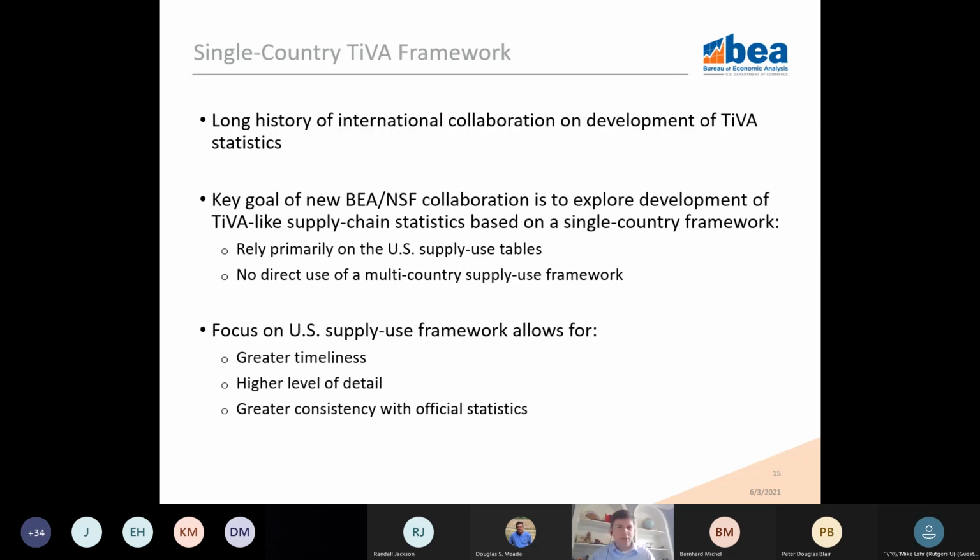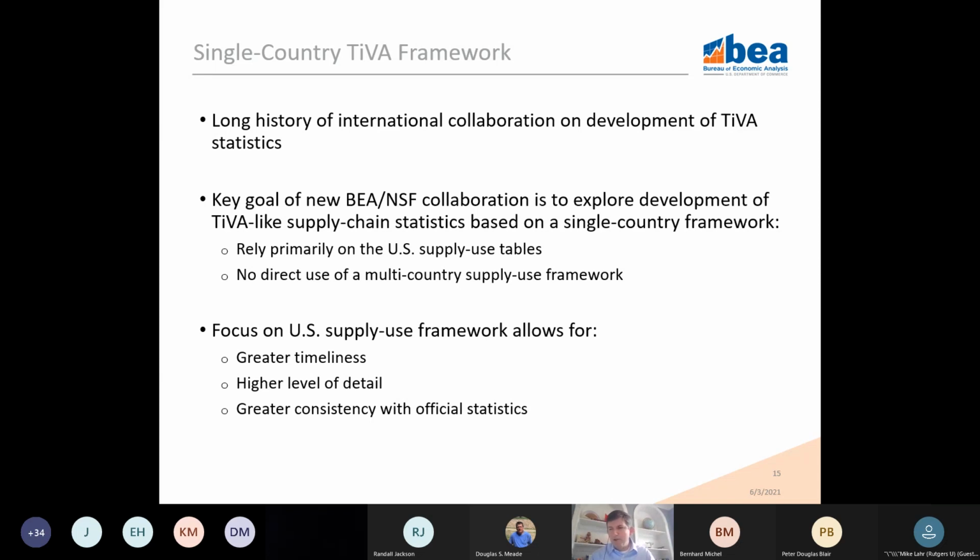BEA has a long history of international collaboration on TiVA. We continue to work closely with colleagues at the OECD to support the development of the WTO OECD TiVA database. We've collaborated with China and with other Pacific region economies on an APEC TiVA regional database, and also are working with our colleagues at Statistics Canada, as well as at INEGI, which is the Mexican National Statistical Office, to develop a North America regional TiVA database. And we continue, of course, to engage in those international forums on TiVA and other topics as well.